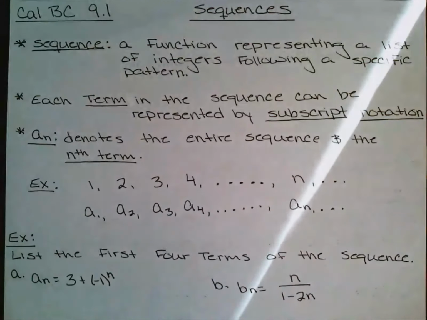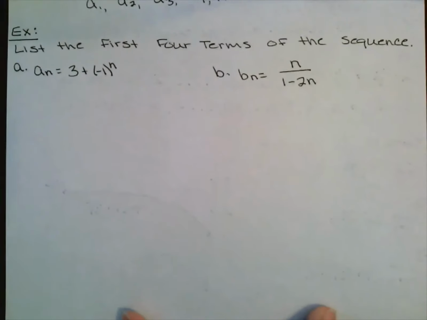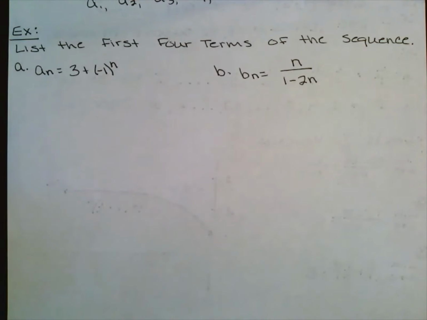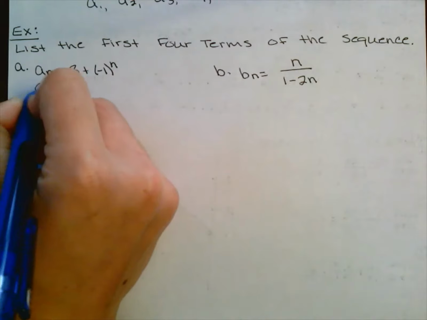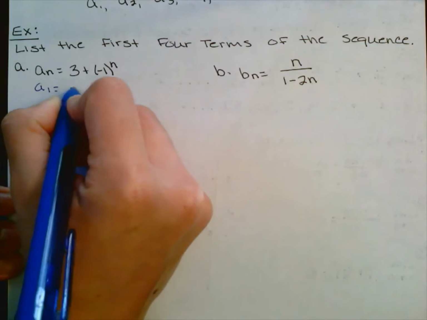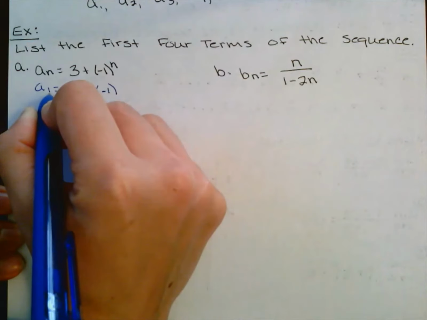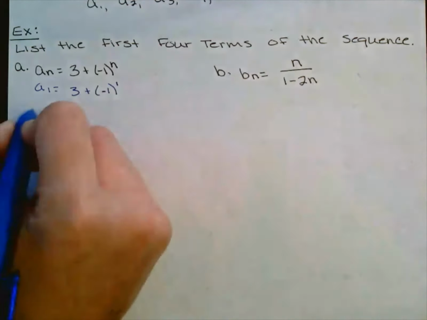Okay, so let's look at this first example. This first one reads a sub n equals 3 plus negative 1 raised to n. So I want the first four terms. So I'm going to say a sub 1 is going to be 3 plus negative 1 raised to that number that I put in there, the first power.